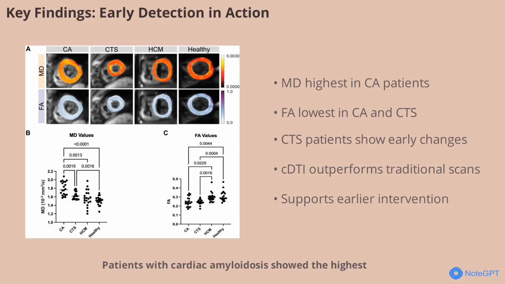Patients with cardiac amyloidosis showed the highest mean diffusivity and the lowest fractional anisotropy, reflecting significant microstructural disruption in the heart. Importantly, patients with carpal tunnel syndrome and confirmed amyloid deposits, who had no clinical signs of heart disease, already exhibited intermediate changes in these parameters. Their MD and FA values were distinct from healthy controls and trended toward those seen in cardiac amyloidosis.